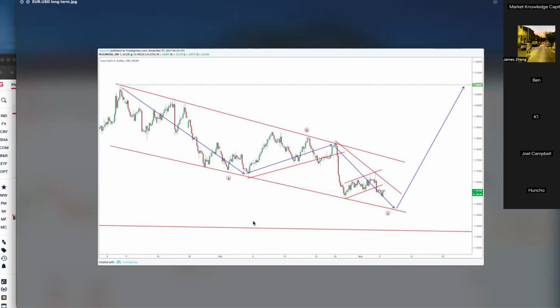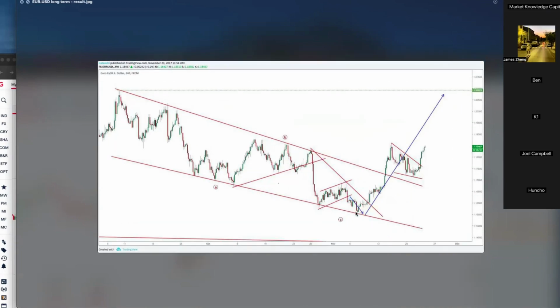This is the correction. As I said to you guys already, we always get a correction after every single impulse. So impulse, correction. We've got another move to the downside. This is the bigger channel that I've identified. As you can see here, it's gone down to this point. It's created this channel here, and it's gone to the upside. Once it's gone to the upside, it's broken out of this trend line here.